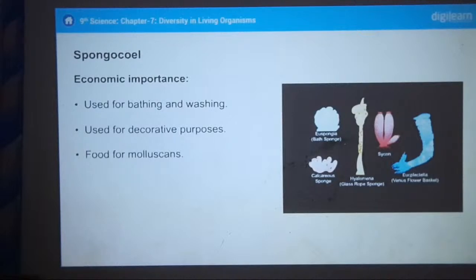The fibrous skeleton of sponges is used for bathing and washing purposes. Dry skeleton of Venus flower basket is used for decorative purposes. Certain sponges serve as food for molluscs.